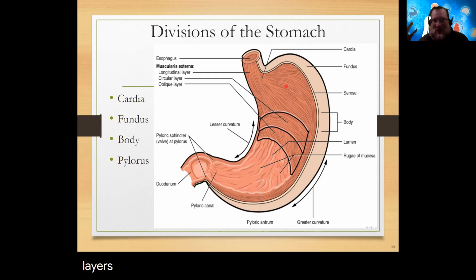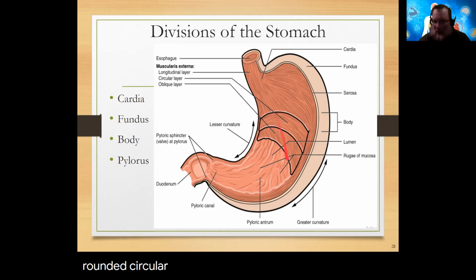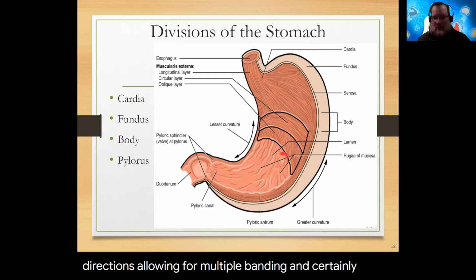Again, it has to do with the direction of the muscle cells, how they're aligned. So we have a circular, an oblique, and longitudinal. So more up and down fibers, kind of rounded circular fibers, and then oblique fibers. So multiple directions, allowing for multiple ways of expanding and certainly contracting.